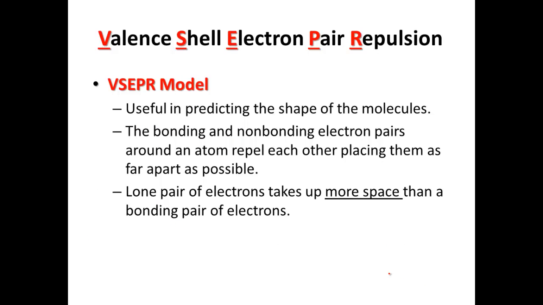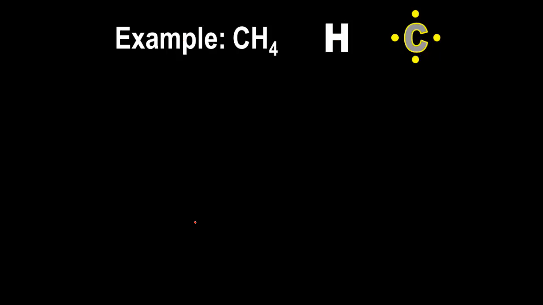What VSEPR stands for: valence shell electron pair repulsion. The VSEPR theory is useful for predicting the shape of molecules. Bonding and non-bonding pairs of electrons repel each other, placing them as far apart around the atom as possible. Lone pairs of electrons take up more space than bonded pairs of electrons. And so we're going to be in the three-dimensional world looking at these.